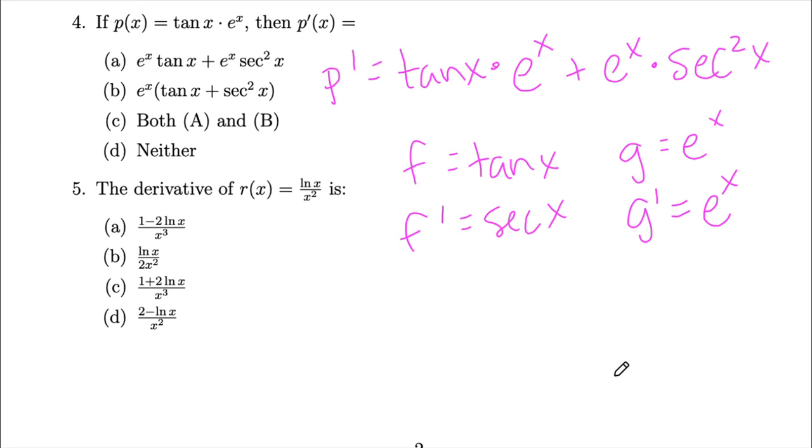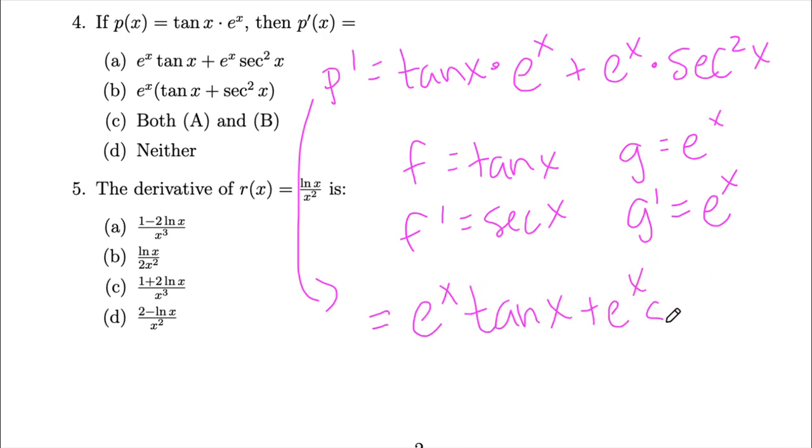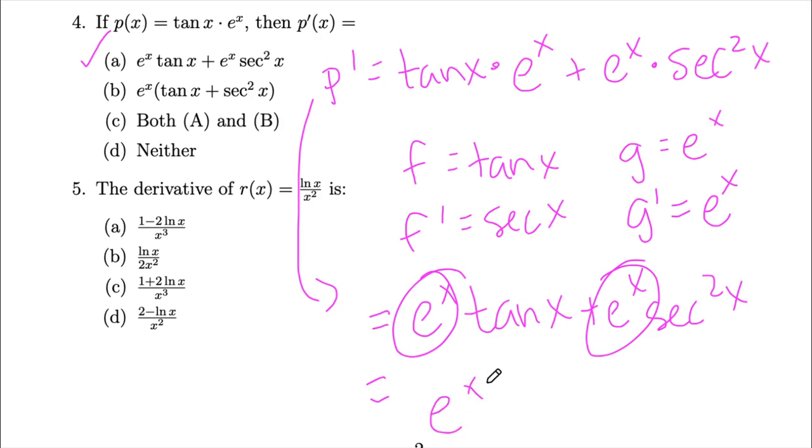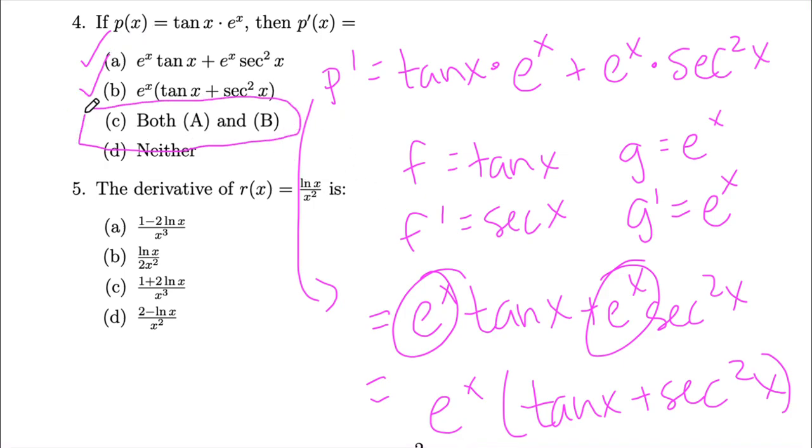And then from here, we're just going to go ahead and simplify this. So let's just rewrite it with e to the x in front, so it's nice and pretty. So it looks like this would be equivalent to answer choice A. However, we could also simplify this by factoring out our GCF of e to the x. So we could bring that out front and we would be left with this here, which is answer choice B. So the correct answer here would be C, which is both A and B.